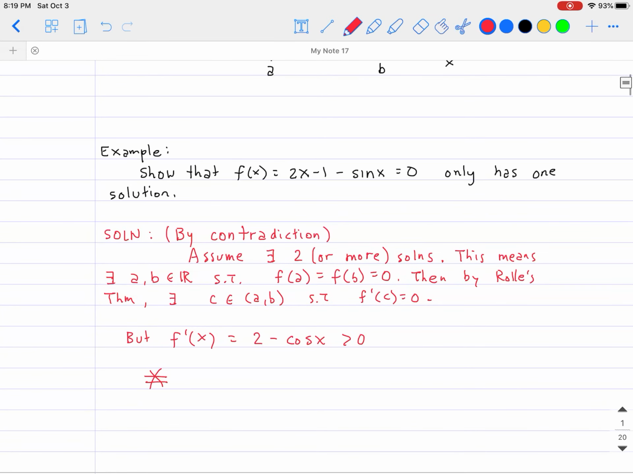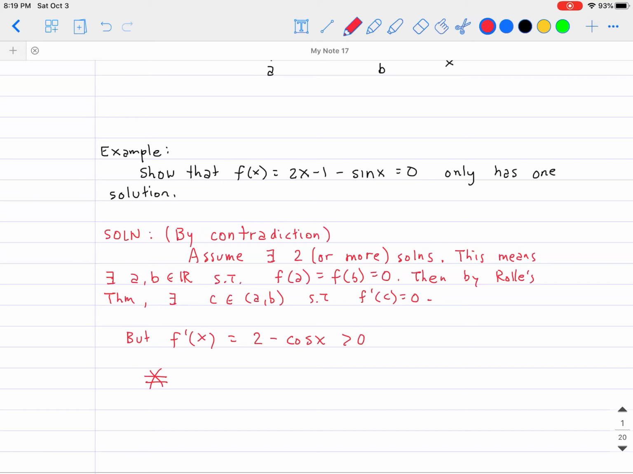So let's go ahead and see an example of how Rolle's theorem actually works. Show that f of x equals 2x minus 1 minus sine of x, set equal to 0, only has one solution. So this kind of goes back to chapter 1 or chapter 2 when we introduced the intermediate value theorem, right? So here we can prove it that way, but let's use Rolle's theorem just to see if it's any easier or more convenient.